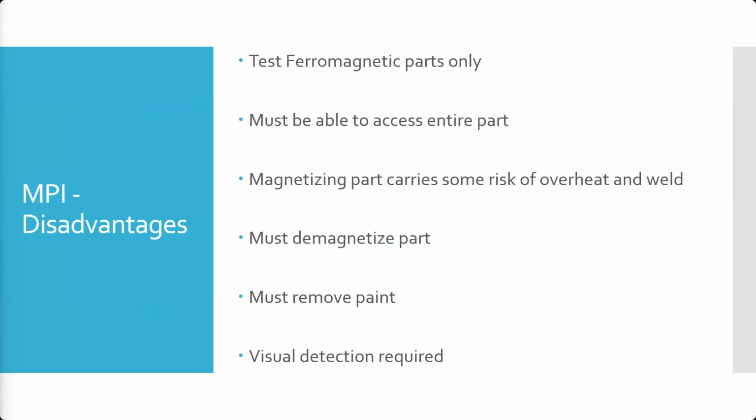If you're trying to do something that's painted, you pretty much have to remove the paint. Part of that too is if it needs to be able to get a good current contact, right? Paint is a bad conductor, it's an insulator.